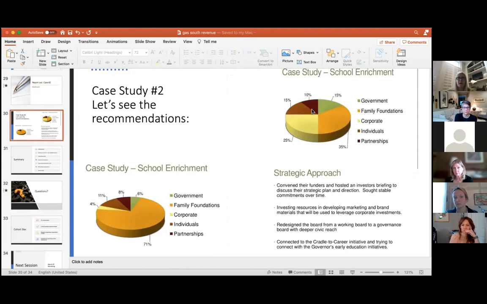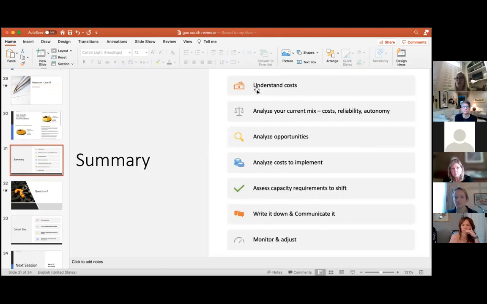So you really look at that and look at scenarios as you increase, what happens to your indirect costs, what happens to your directs, but understanding costs, analyzing your current mix, your costs, your reliability, your autonomy. I can't stress that enough. Reliability, autonomy, know where those things are and what you're trading for each one. Or with new revenue sources, what you're distracting and trading for that.